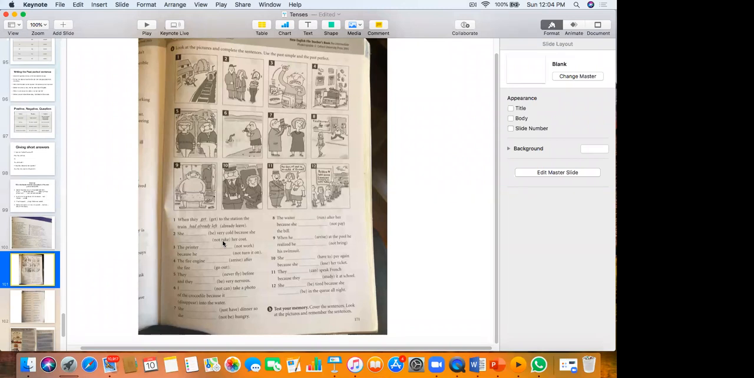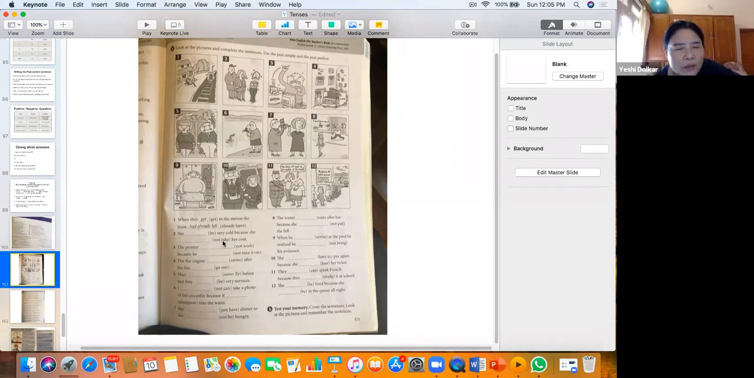The printer didn't work, because he hadn't turned it on. Yes, because he hadn't turned it on. Yes. Okay. What about number four?